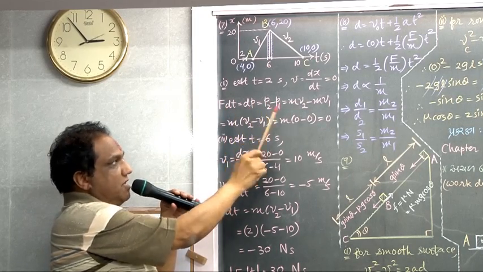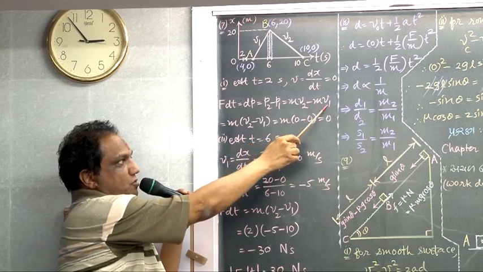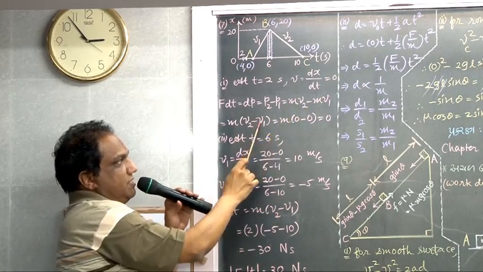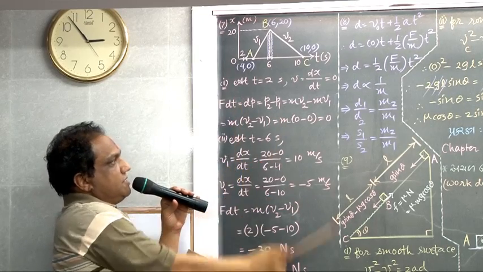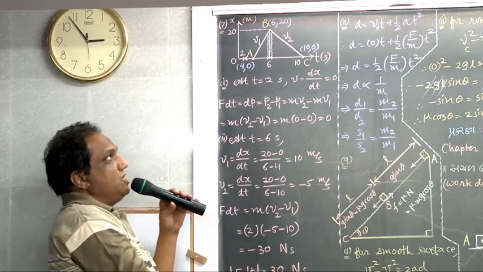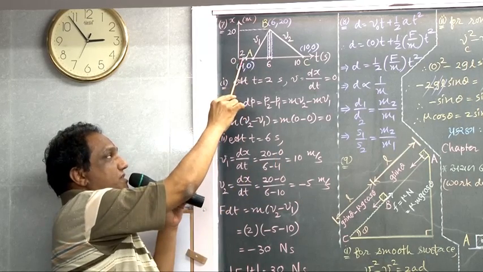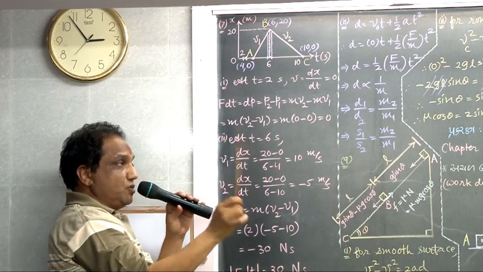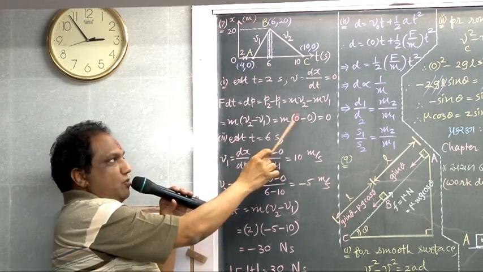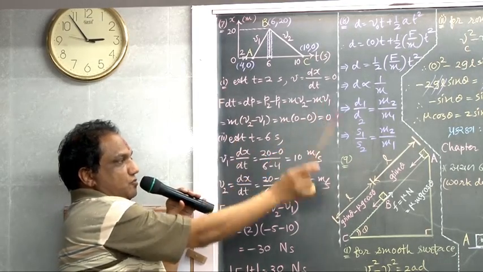Final minus initial. Final momentum is mass into final velocity minus initial momentum, mass into initial velocity. Now m is taken common, so m into (v2 minus v1). But as I said, in this entire part velocity is 0. So velocity at the first instant and velocity at the second instant, both are 0. Initial velocity is 0, final velocity is 0. 0 minus 0 is 0, into m will be 0. So the impulse of force in the first case is 0.